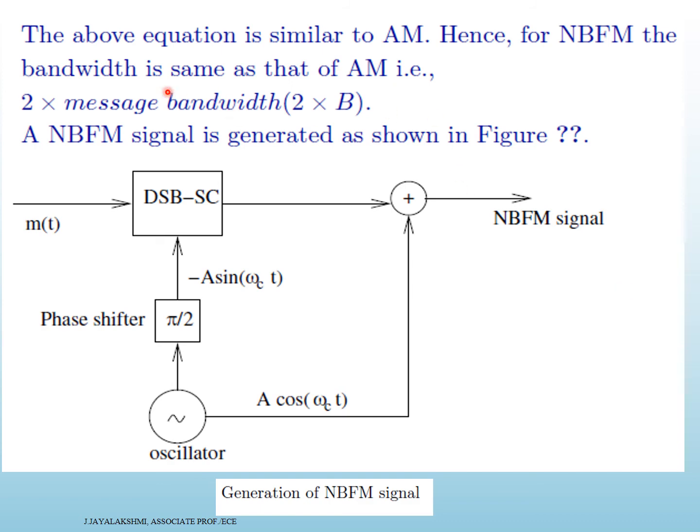Here, the narrowband FM bandwidth is similar to that of AM, that is, it is twice the message bandwidth, that is 2 times B.